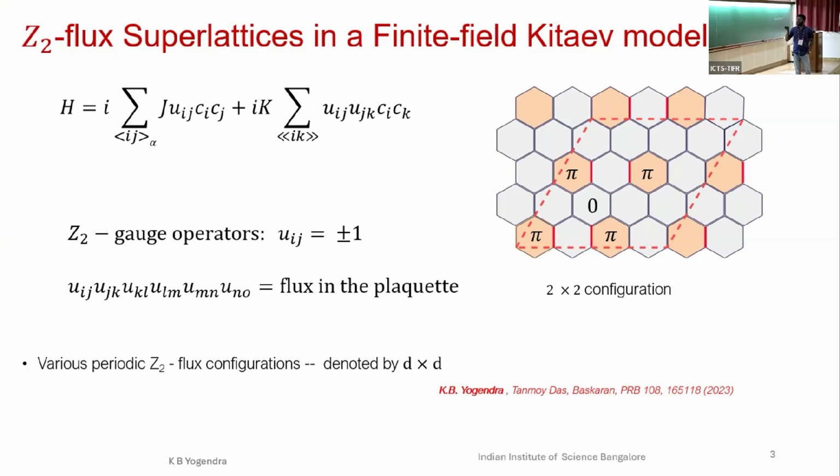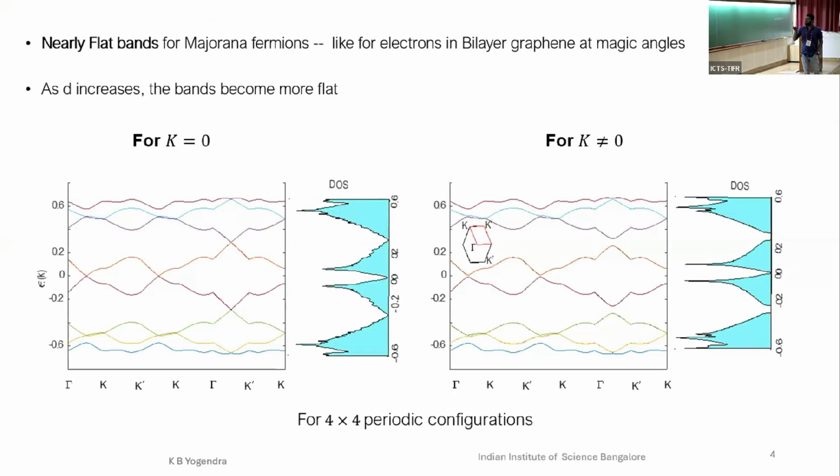Just by arranging these fluxes in a given manner, we can tune the Majorana dispersions. Here I am taking one such example, denoted by the 2x2 configuration, where 2 is the distance between these pi fluxes. By taking this kind of configuration and fixing these U operators, it simply looks like Majorana hopping in the background of a superlattice. This will right away give the band structures. Here is the band structure. This is for next nearest neighbor hopping k equal to 0. This is for the k not equal to 0 case.